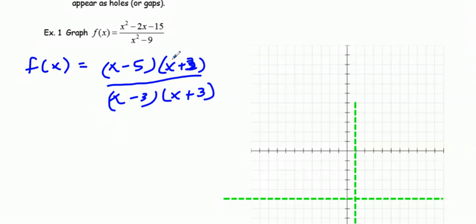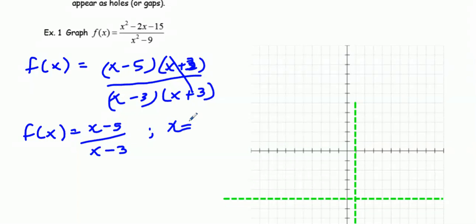So I'm going to cancel that, and I'm going to end up with f of x equals x minus 5 over x minus 3, where x cannot equal 3 or negative 3. This one, x equals 3, is a vertical asymptote, and because we canceled a common factor up and down, this one is a hole.